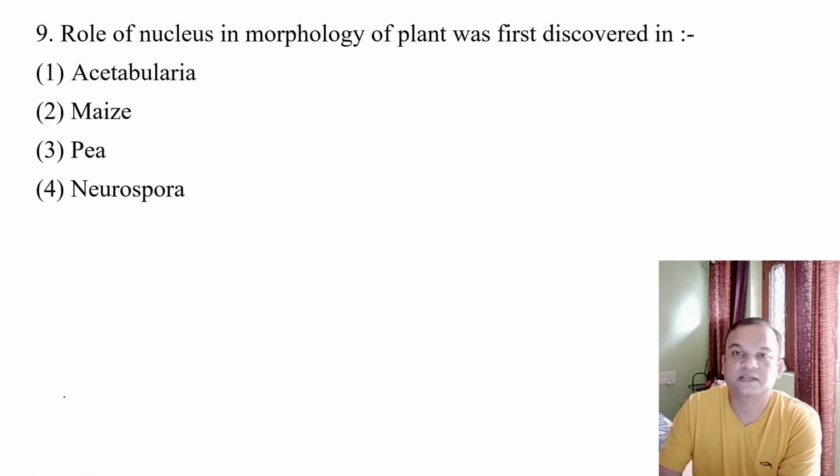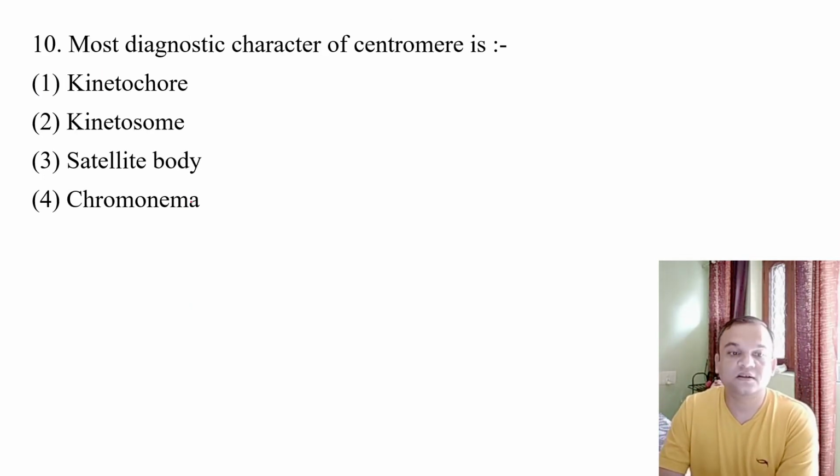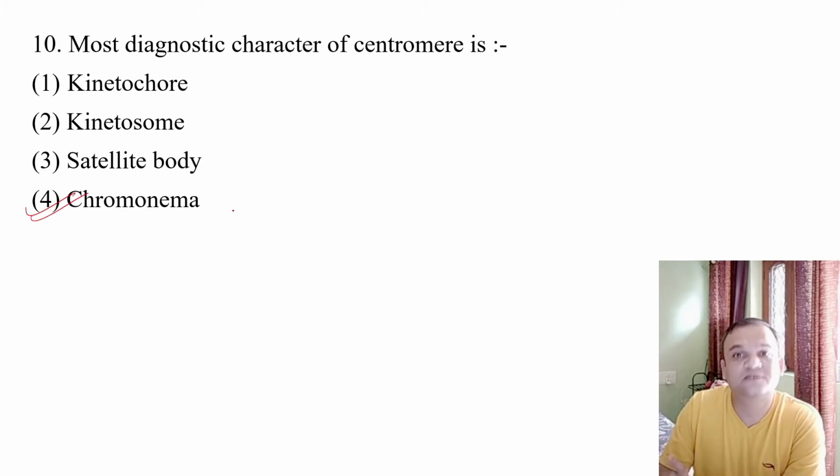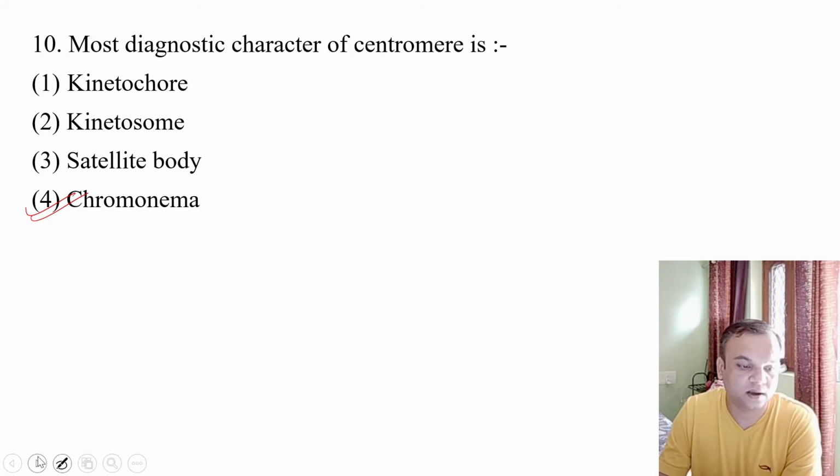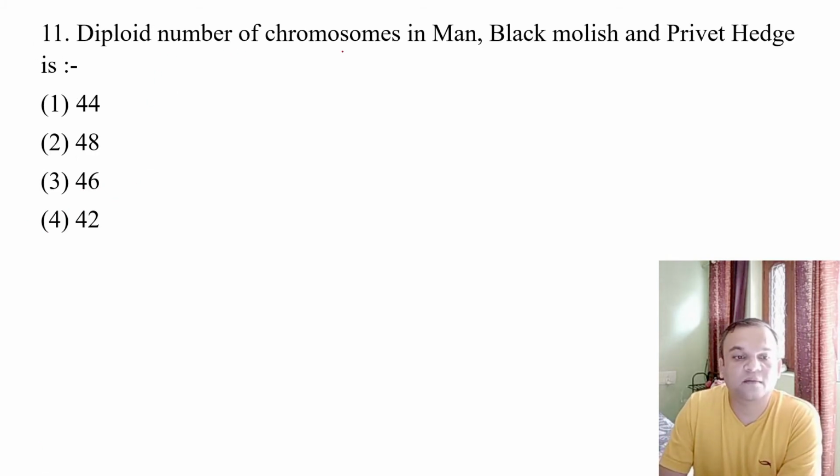Next question says, role of nucleus in morphology of plant was discovered in. Acetabularia will be the answer for this question. Next question says, the most diagnostic character of centromere is chromonema. It is a spirally coiled central filament to which the centromere is attached on the chromosome, and that is why chromonema will be the answer. Next question says, diploid number of chromosomes in man, black molish and privet hedge is. In man, in human beings, we have 46 chromosomes that are arranged in 23 pairs.